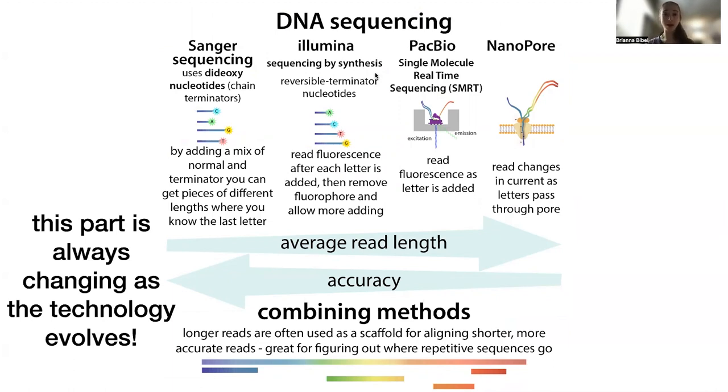Another method is PacBio. PacBio uses what's called single molecule real-time sequencing, or SMRT. And again, we're going to be reading the fluorescence as it's written. But here we're actually reading it as the letter is added, not after the letter gets added. With Sanger sequencing, we were reading it after all of the letters got added, in all these different reaction mixtures. And with Illumina, we're reading the letter after each letter gets added, but after the fact, you have to then measure it.